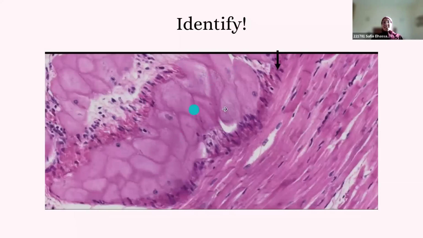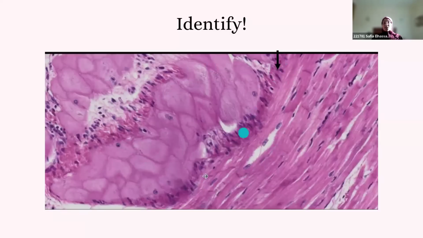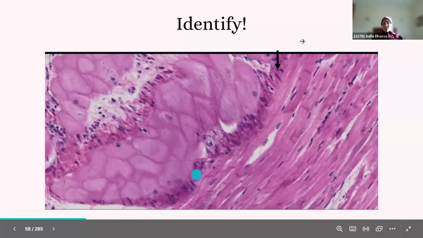Okay, and identify these cells. So these are Purkinje cells, and we can tell because of the shape, they're very big cells, they're uninucleated, and they tend to be very pale. Also, this area right here that's located between the Purkinje cells and the myocytes, this is known as the Purkinje myocyte junction. So it's just the area between them.